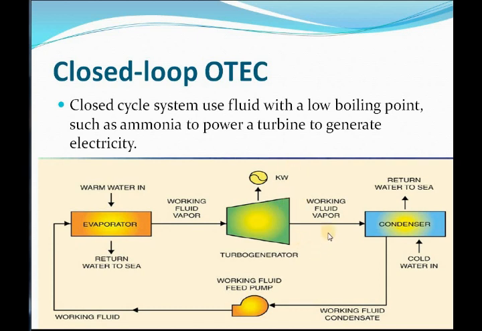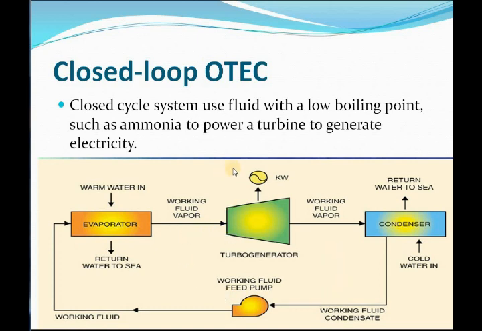The cold seawater is pumped from the depth of the sea and used in the condenser, and the water we get back is returned to the ocean. The working fluid is used again as the second working fluid. The ammonia or the propane is used again for the second process.